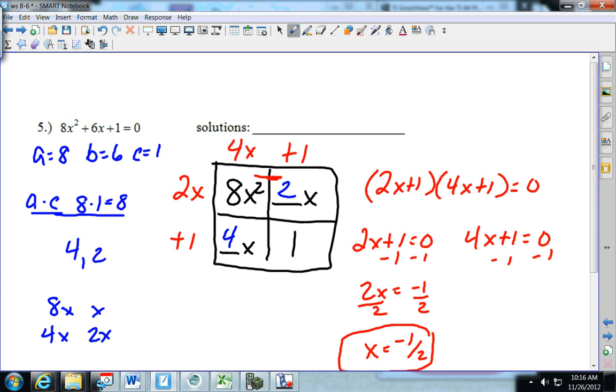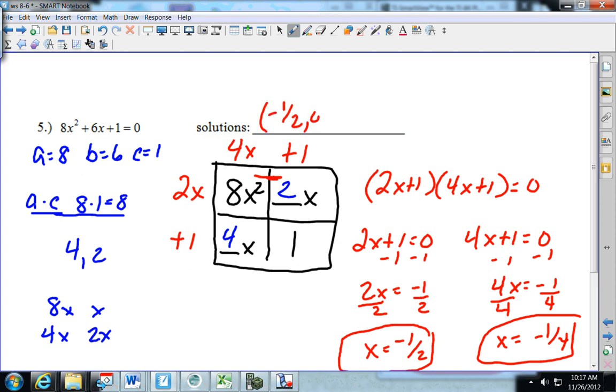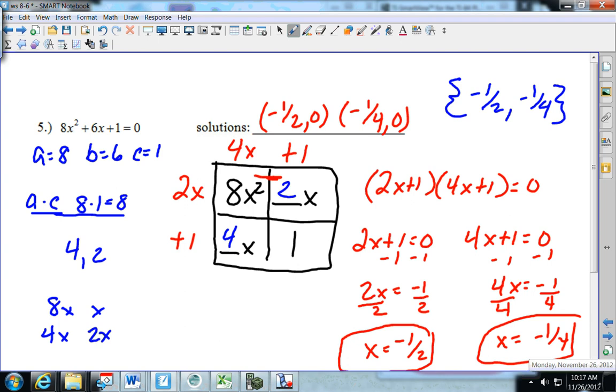Subtract 1 from each side. 4x equals negative 1. Divide by 4. X equals negative 1/4. Okay, so we can write it like that, or negative 1/2, 0, and negative 1/4, 0. Or again, in set notation, negative 1/2, negative 1/4. If they ask you to describe the solutions, it has two negative solutions.